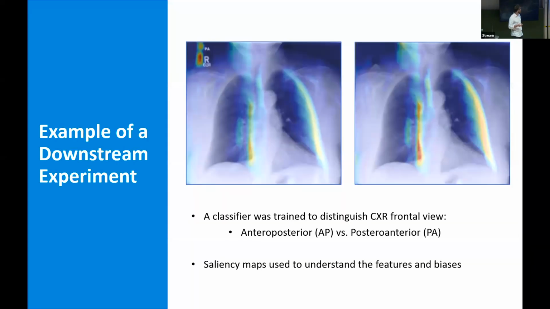That's all well and good, and we had good performance in all of these models. But what does that mean? That's where we are at the moment.